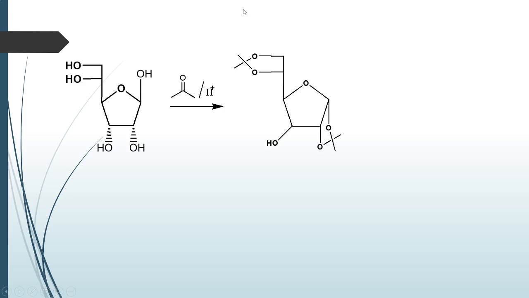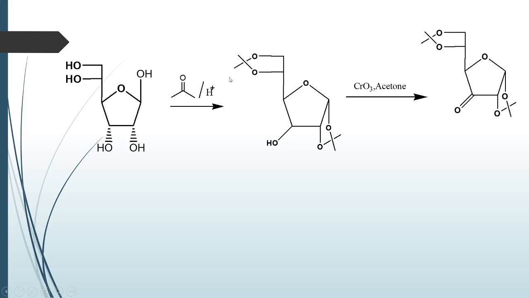Okay, and we got this as a product. In the first step, there is a protection of the diols, and we got this as a product. This OH remains as it is. In the next step, there is CrO3 in the presence of acetone.